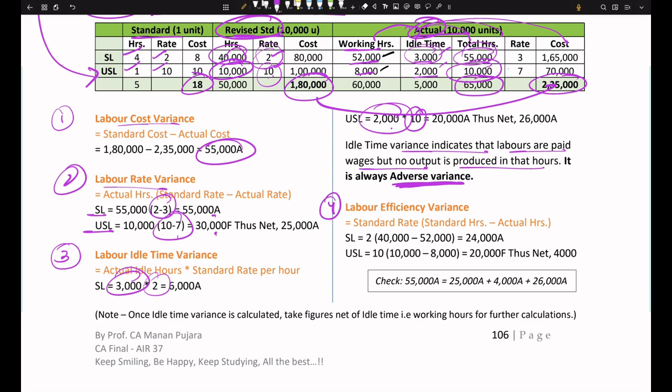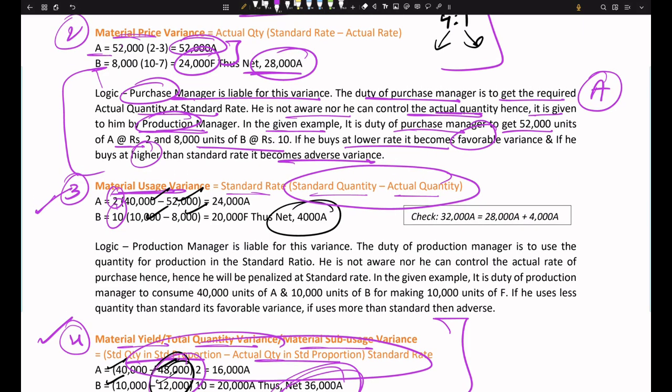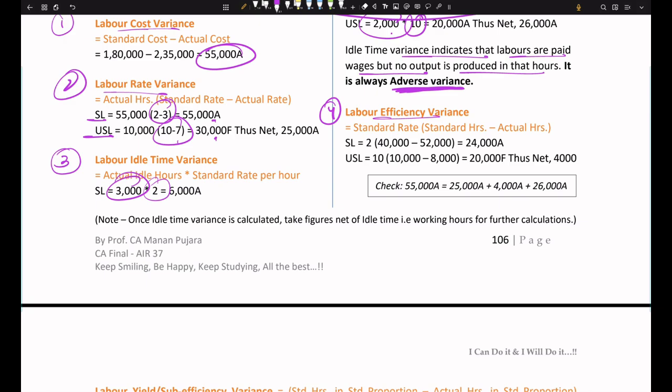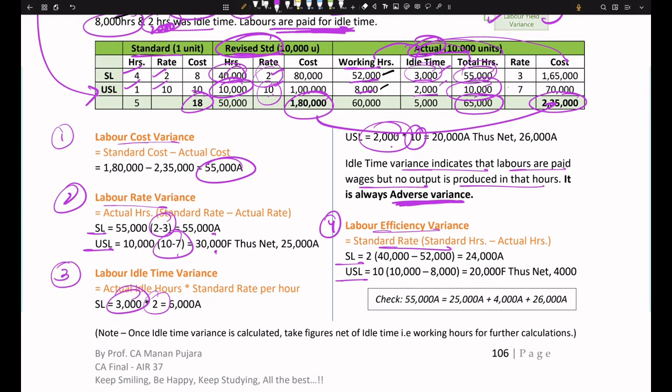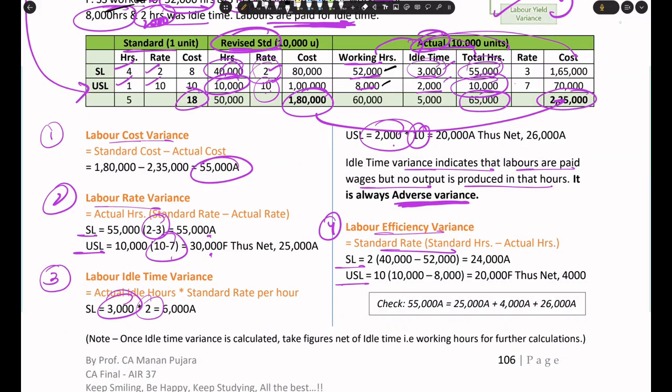So the fourth is labor efficiency variance. Here we will take standard rate outside, and the difference is the standard hours minus actual hours. It is similar to the material usage variance, like standard quantity minus actual quantity into standard rate. It is standard hours minus actual hours into standard rate. So for skilled labor and unskilled labor, standard rate is 2 and 10.